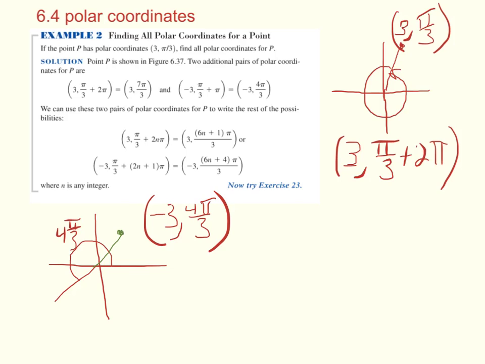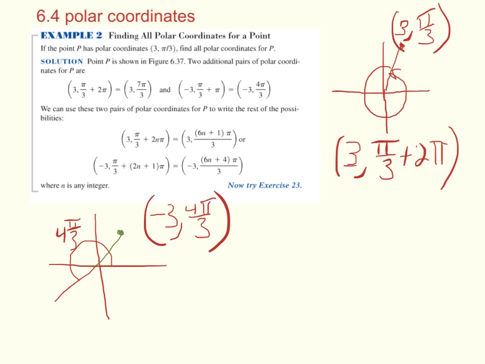So the key here is we can either add 2 pi and come all the way full circle, all the way back around again, and that's what's going on over here. Or we can add 1 pi. So here's pi over 3, here's another pi beyond that, but now we change the sign of our directed distance to be negative, and that makes us go back to where the point P is.